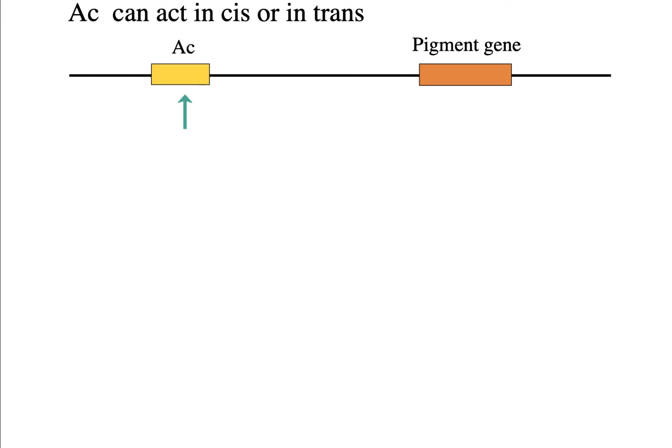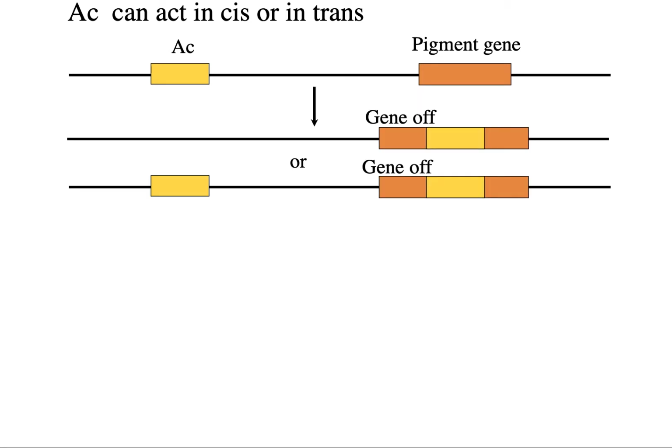So McClintock found that the AC element could act in cis or in trans. Cis means that it's on the same piece of chromosome as the gene it's going to affect, in this case, the pigment gene. So it could pop out of that region where it originally existed, move into the gene that it was going to affect and turn that gene's expression off, or it could leave a copy of itself in the original position and still move into the gene and disable it.